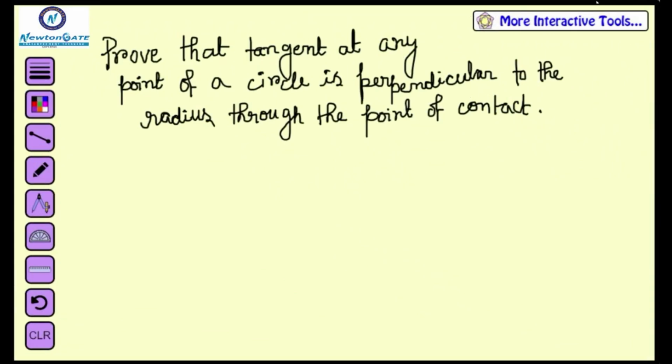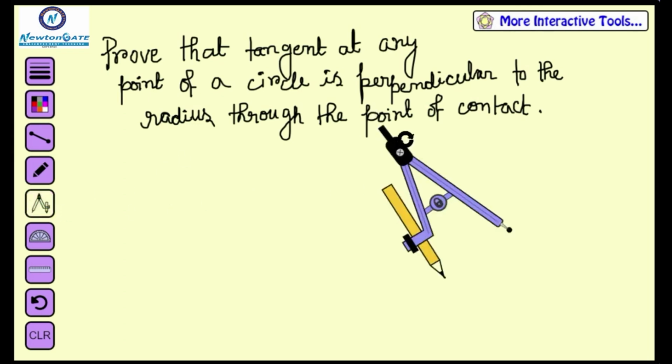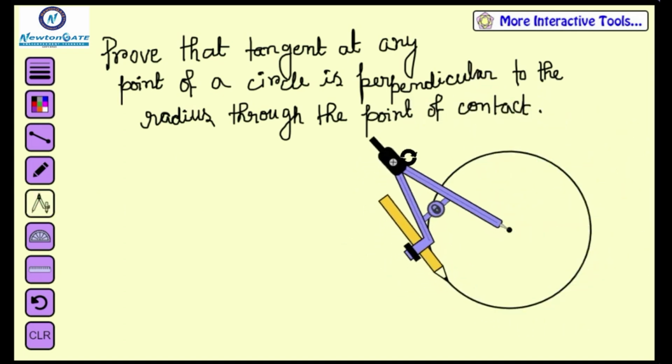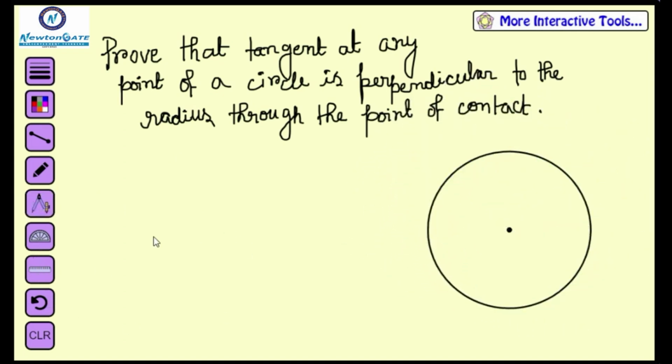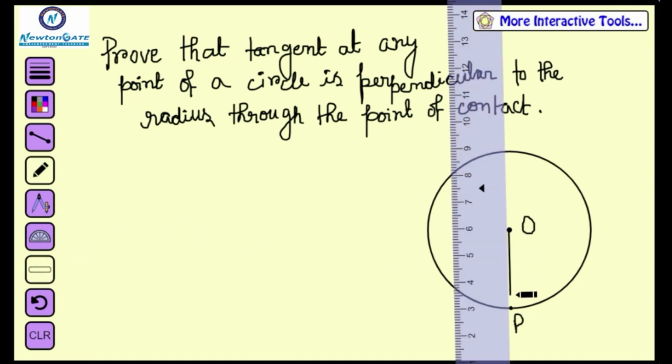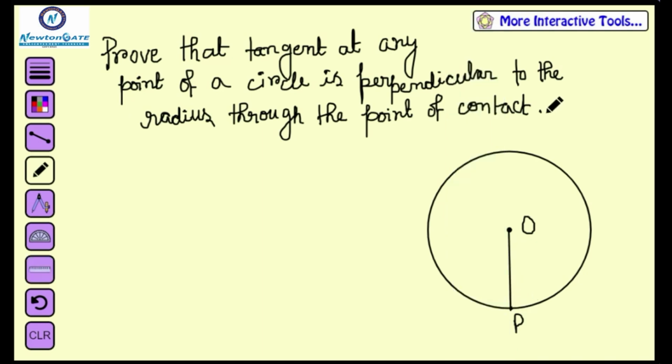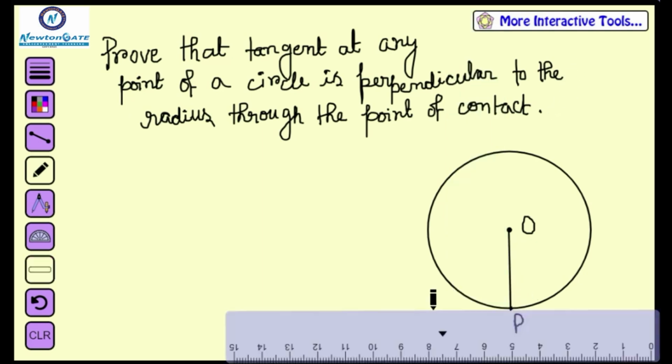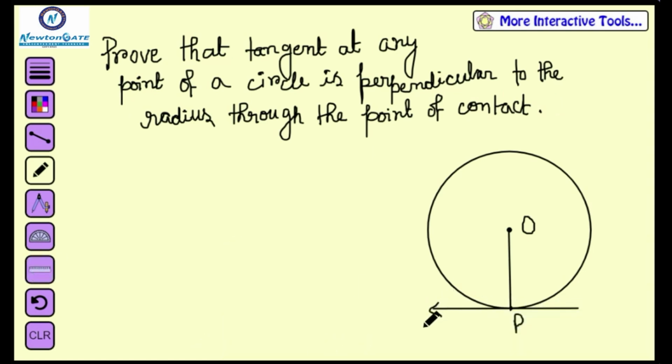This is the first theorem from this chapter. At first we draw the figure according to the theorem. Let's draw a circle here like that, denote the center as O and take a point P on its boundary. Now we join the points O and P. Here OP is the radius. Now we draw the tangent from the point P like that and name the tangent as X and Y.